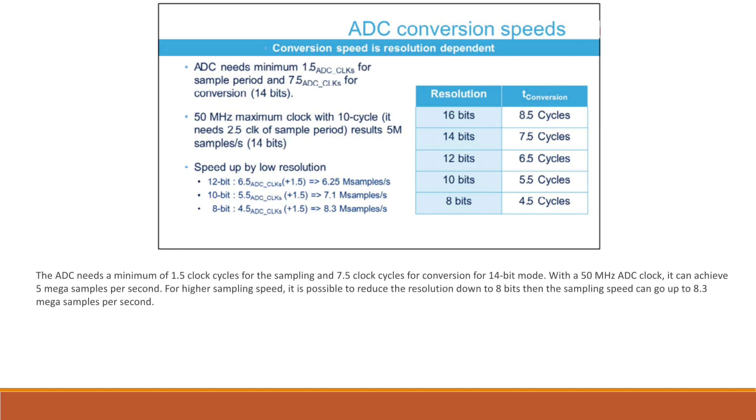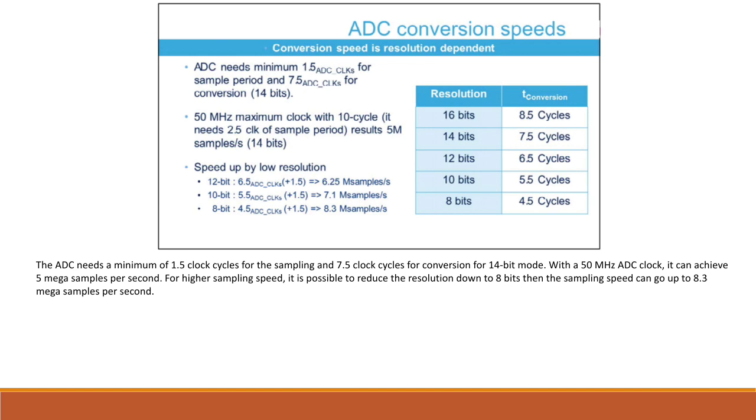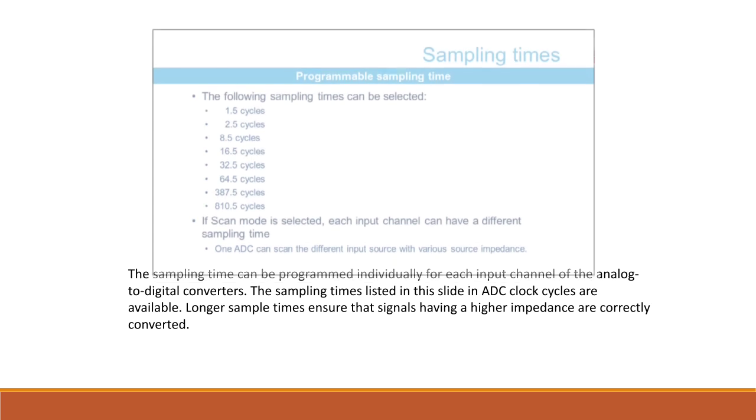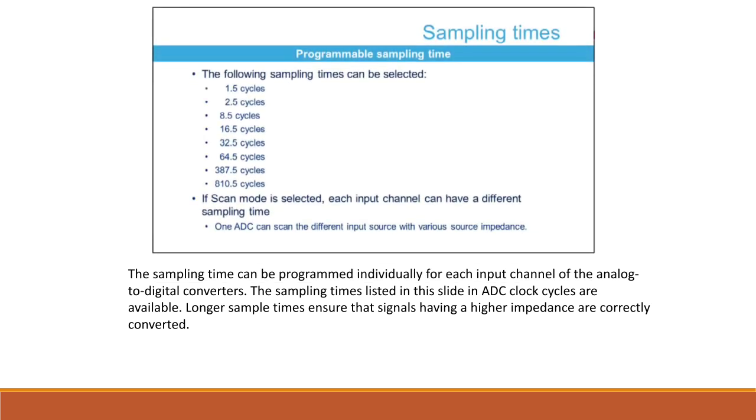You can see this here. So let's talk about some sampling times. The following sampling times can be selected: 1.5 cycles, 2.5 cycles, 8.5 cycles, 16.5 cycles, 32.5 cycles, 64.5 cycles, 87.5 cycles, 810.5 cycles. If scan mode is selected, each input channel can have a different sampling time. One ADC can scan different input sources with various source impedance.